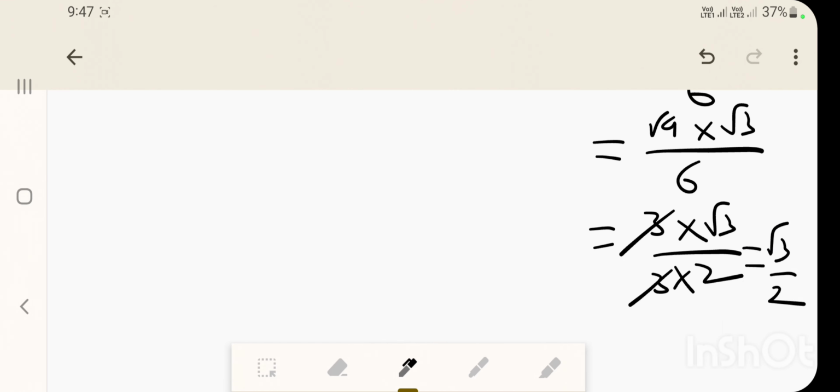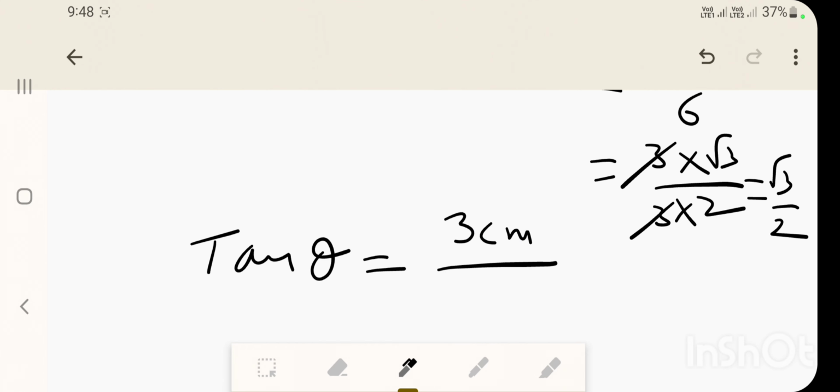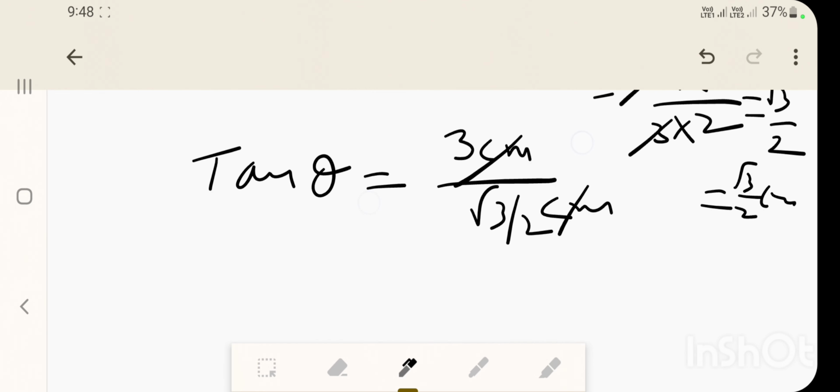So this is nothing but the ratio of adjacent side length divided by hypotenuse, root 3 by 2. Similarly, we want to find what is tan theta. Tan theta is nothing but opposite side length divided by adjacent side length. Opposite side length is already given, it is 3 centimeters, and divided by adjacent side length, it is root 3 by 2 centimeters. Overall in this ratio, the centimeters will get cancelled.